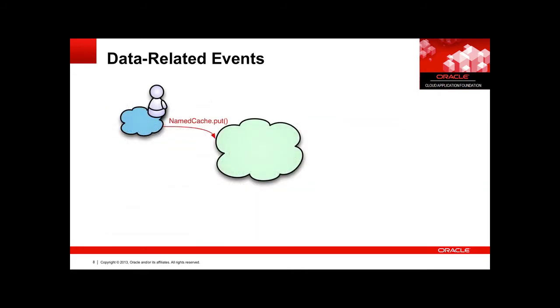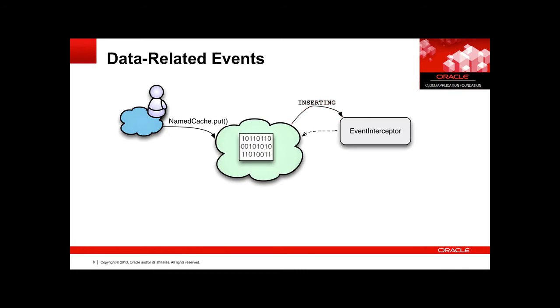So let's have a look at how this would actually work from end to end. Here we have a client that's executing a name cache put. They execute the put, the request gets sent to the storage node, and we execute the inserting UEM entry event, and that gets sent to the event interceptor.